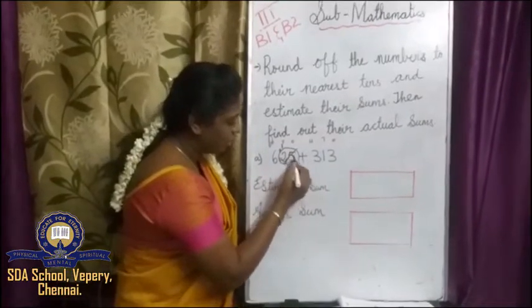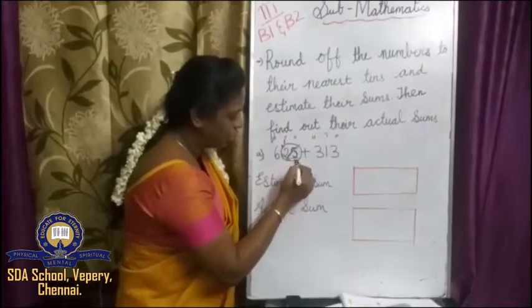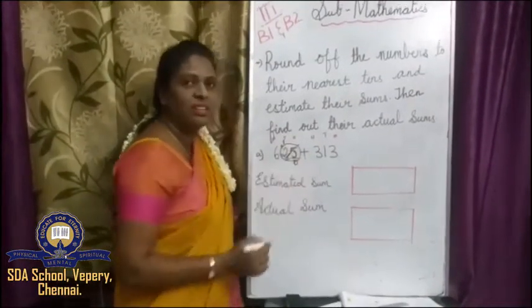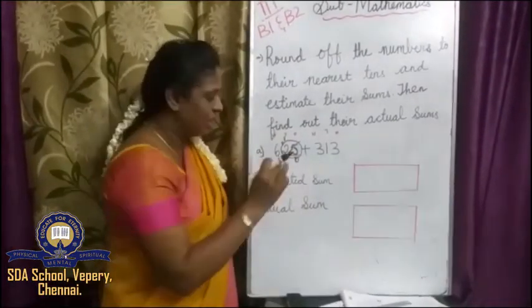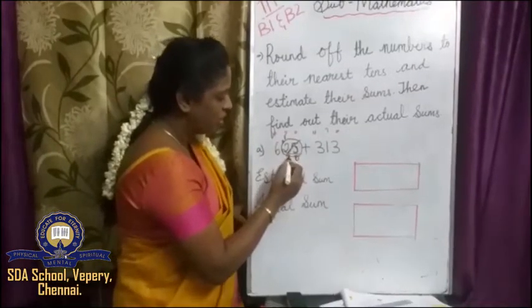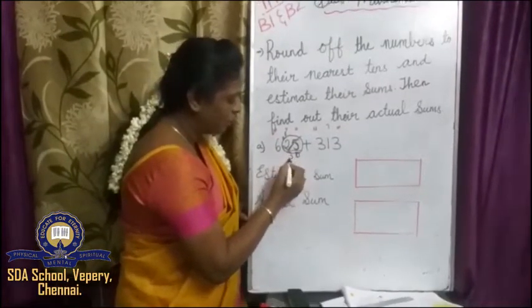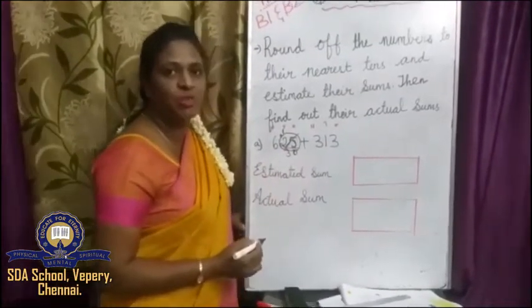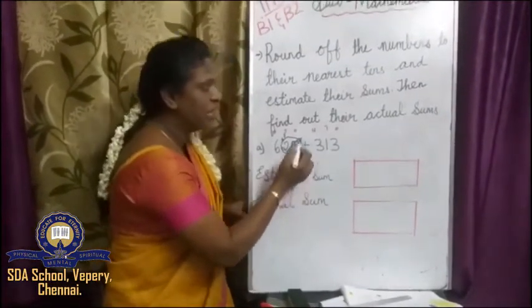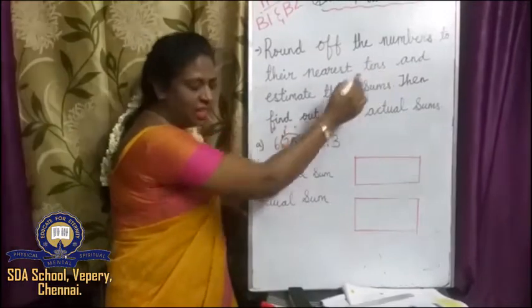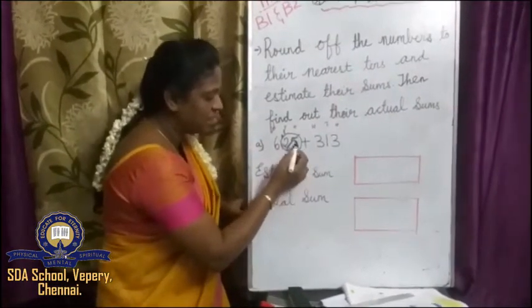So see here, 5 will become 0. So 1 plus 2, how much? You will get 3. So this will become 30. This is called rounding off to the nearest tens.